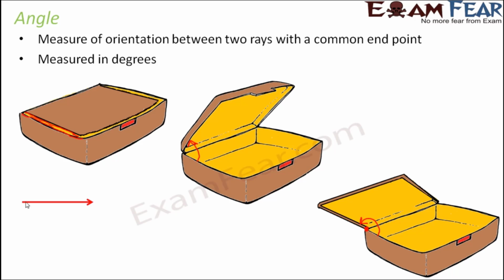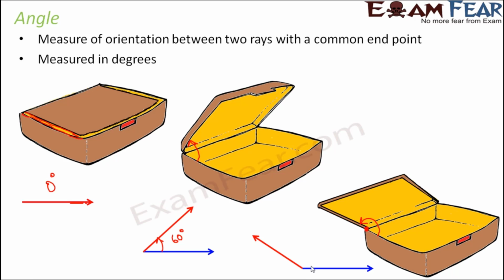In the first case, the angle was 0. This was the orientation of the base and this was also the orientation of the lid. So the angle between them was 0, and we call it 0 degree. In the second case, if the blue ray represents the base, then the red ray represents the lid. So there was some angle. Now let's say, for example, this angle was 60 degree.